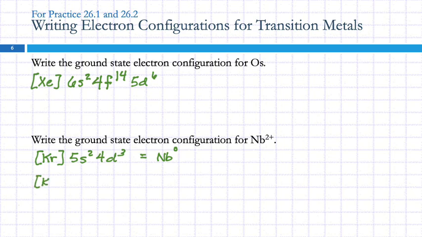So Kr 4d3 would be niobium 2+. And you might also see it written with 5s0, 4d3. It's just a different way of doing it. Any questions?